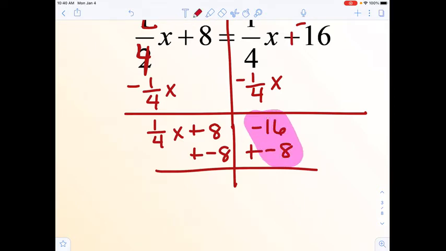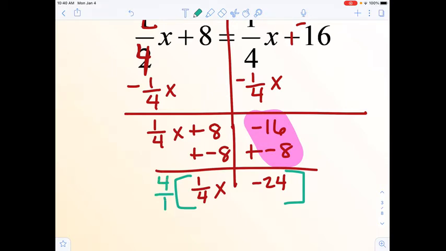16 plus 8 would be 24, and I keep the negative sign. So negative 24 equals 1/4 x. I know to get rid of a fraction in front of a variable, I have to multiply both sides by the reciprocal of the fraction. The reciprocal of 1/4 would be 4/1.